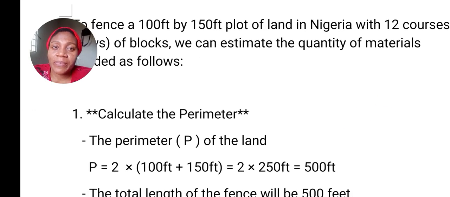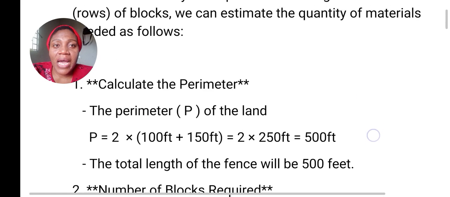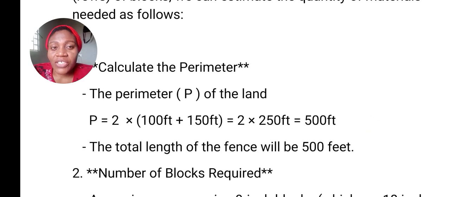Firstly, you calculate the perimeter. Yesterday in my video, I gave a formula for how to get your perimeter. It's still the same thing we are doing here. When you are done with that, you say perimeter equals 2 times open bracket 100 feet plus 150 feet. That will give you 500 feet. So the total length of the fence will be 500 feet.